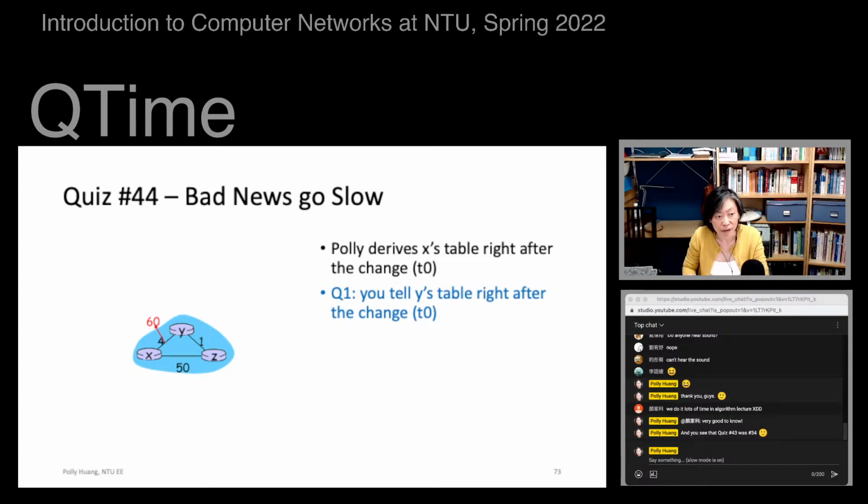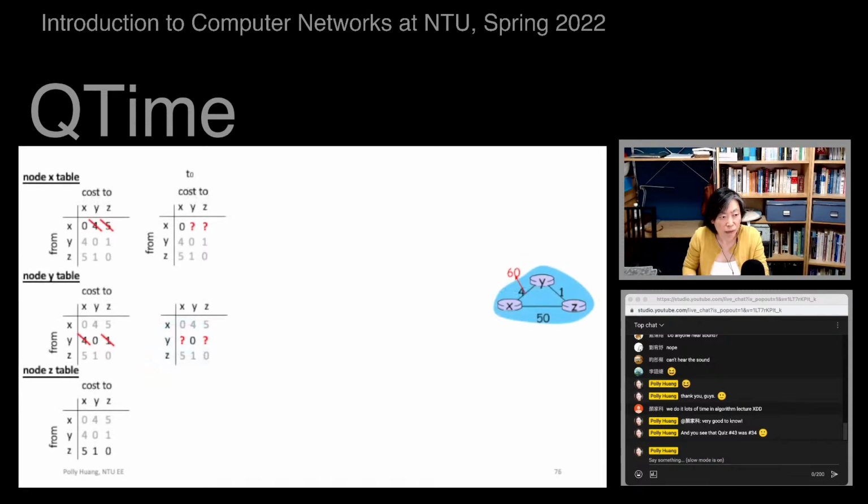Right after the change T0, poly will try to derive X's table right after change T0, and you try to derive Y's table right after the change. So poly tells the table at X, and you try to derive the table at Y. And so let me play the video that poly derives the table at X.